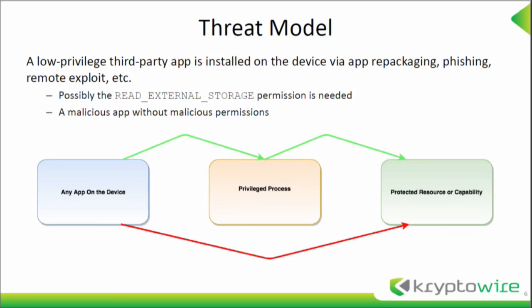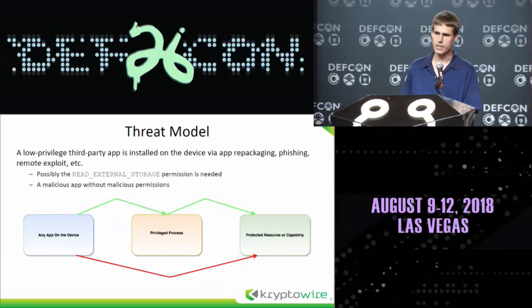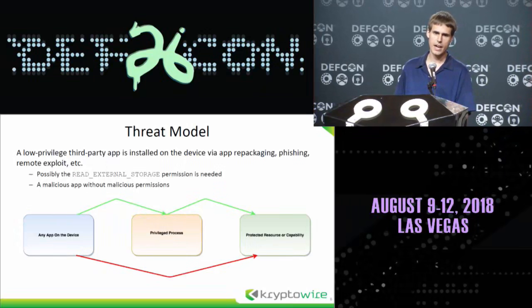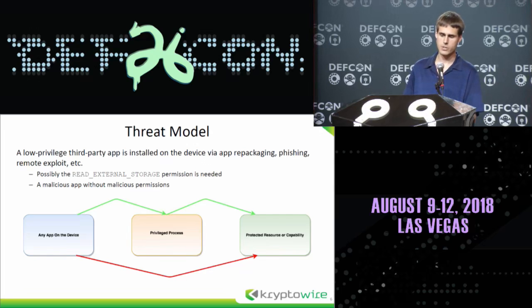So here's the threat model. A low-privileged third-party app needs to be present on the device, and this can reach the device either by repackaging, so taking an application, inserting code into it, and putting it onto a third-party market, phishing, sending it directly to the target, or remote exploit. We saw with the command and control channel that was over HTTP, and using that, you could just man-in-the-middle it and say, download this application, install it, and run it, or it could be part of a second stage exploit.